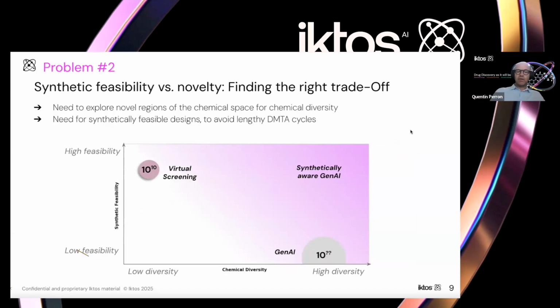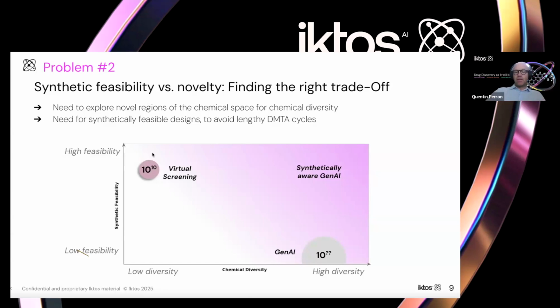Then a second difficulty is balancing synthetic feasibility versus novelty. And that's very difficult because during many years, people preferred to work on virtual screening approaches because you control very well the synthetic feasibility. Those libraries are designed on purpose. But the counterpart of that is that usually you end up with low diversity because it's one reaction step usually with simple starting materials. So even if we are talking about billions of compounds, still you cannot control anything. The library is there and you have what you have.